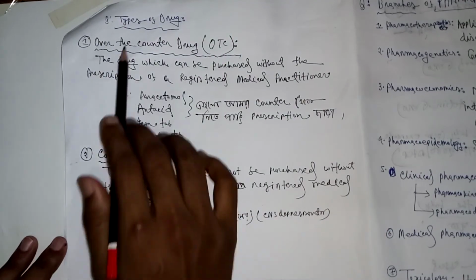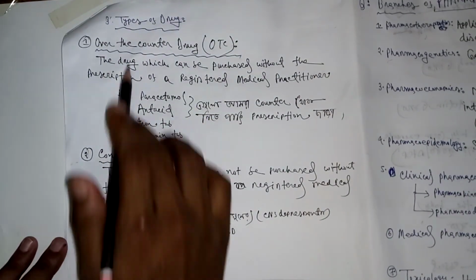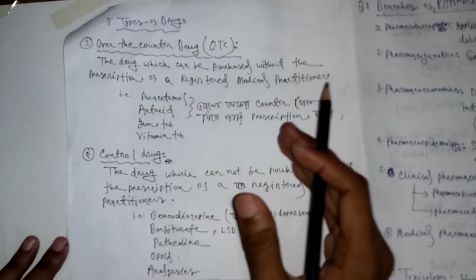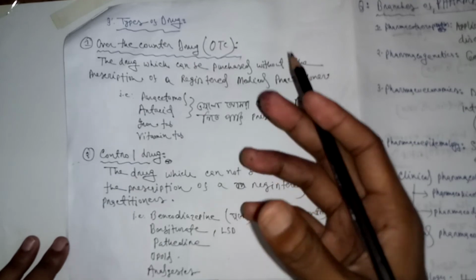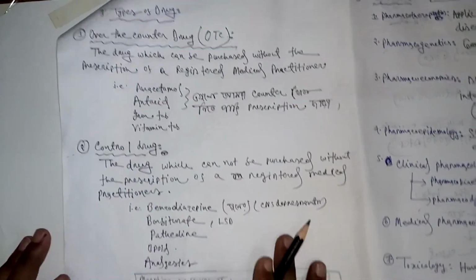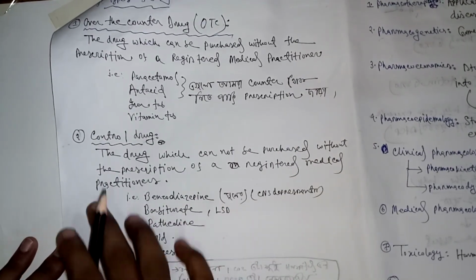There are so many types of drug, but I have taken here only two. Over the counter drug or OTC, and control drug. Over the counter drug means, in short, the drugs which can be purchased from the counter or from the shop or from the pharmacy without the prescription. And in case of control drug, the drug which cannot be purchased without the prescription of a registered medical practitioner.